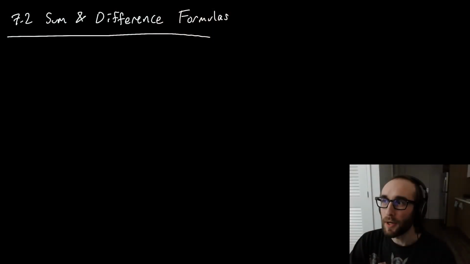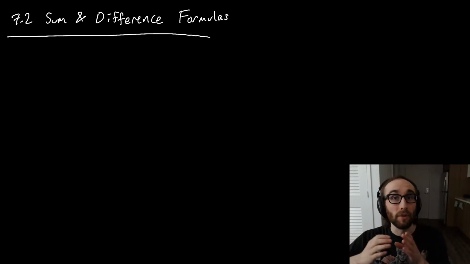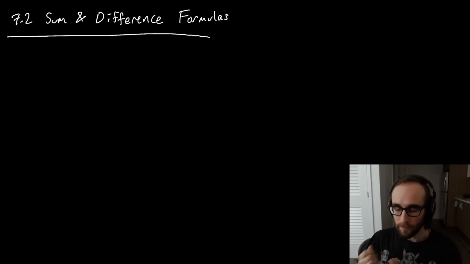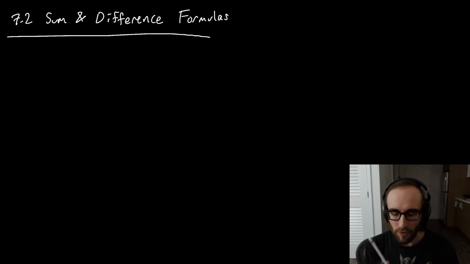Hi everyone, welcome back. In this video, we're going to take a look at Chapter 7, Section 2, and we'll look at something called sum and difference formulas. So we're going to be adding a few more formulas, or equations, in other words, trig identities to our toolbox, and that'll be really helpful when proving trig identities in the future. Okay, so 7.2, sum and difference formulas.